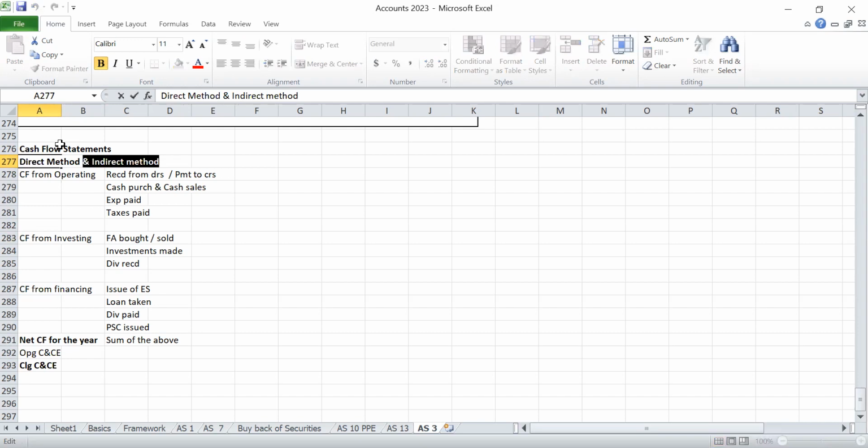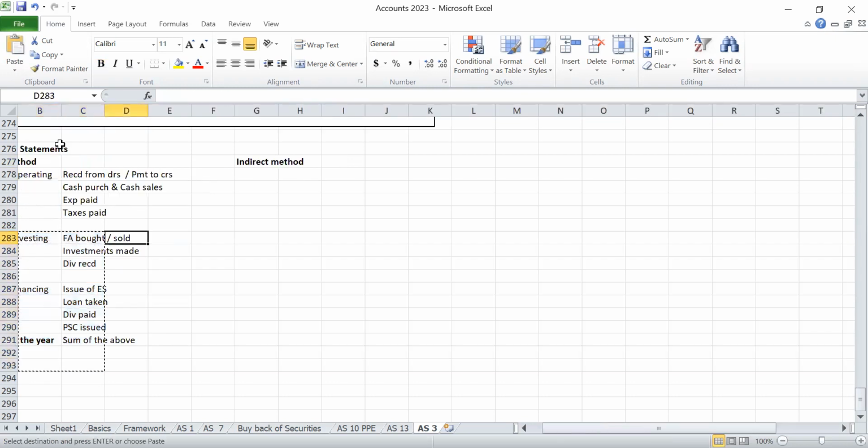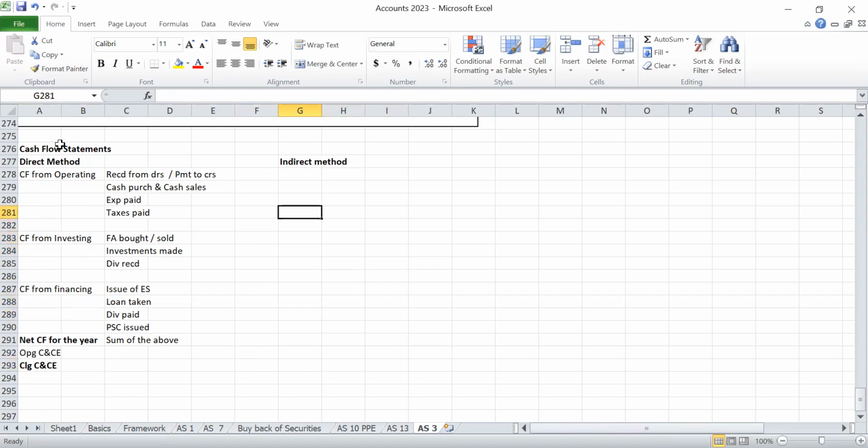This is direct method, which we have discussed till now. What is indirect method? Very simple. Everything will be the same: cash flow from investing activity, cash flow from financing activity, net cash flow for the year, opening, closing. Only the difference comes in cash flow from operating activities. Except this, everything is same as direct method.